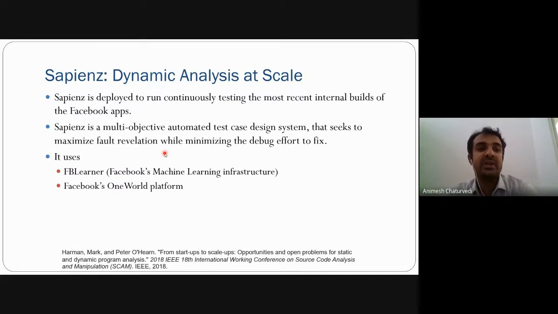So Sapienz is used for continuous testing and for the internal builds of the Facebook app. It is based on multi-objective automated test case design, where faults are detected and debugging is minimized. Then Sapienz uses FBLearner. What is FBLearner? We'll see in the next slides. This is Facebook's machine learning infrastructure, called FBLearner. And there's Facebook's One World platform, which provides a large number of artificial devices that simulate the original Facebook user. So we'll discuss that.